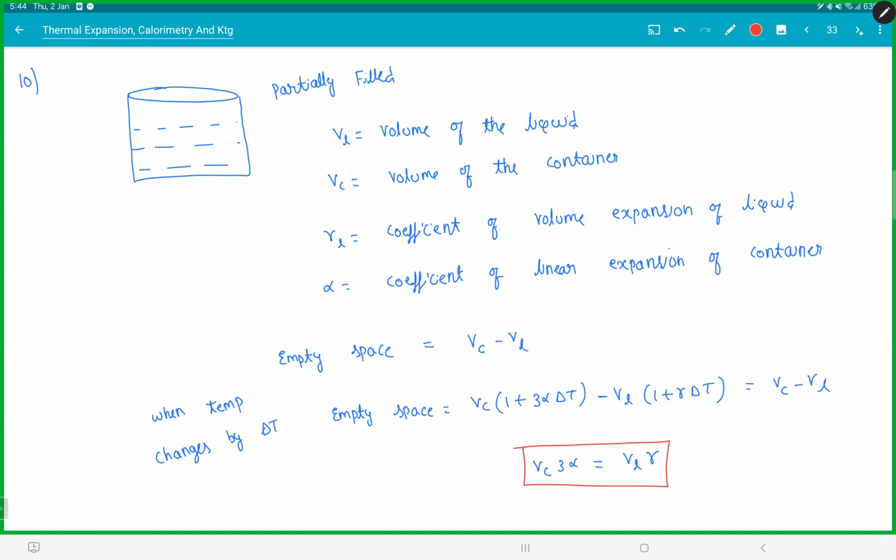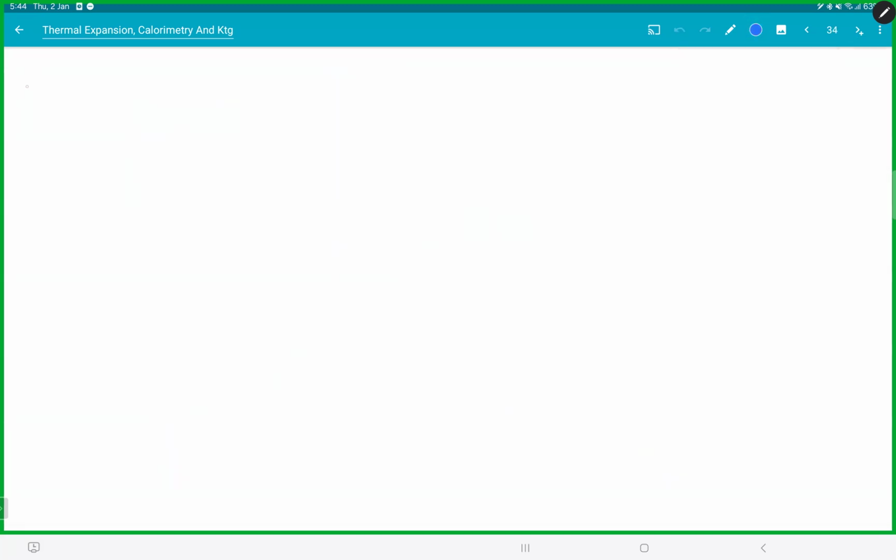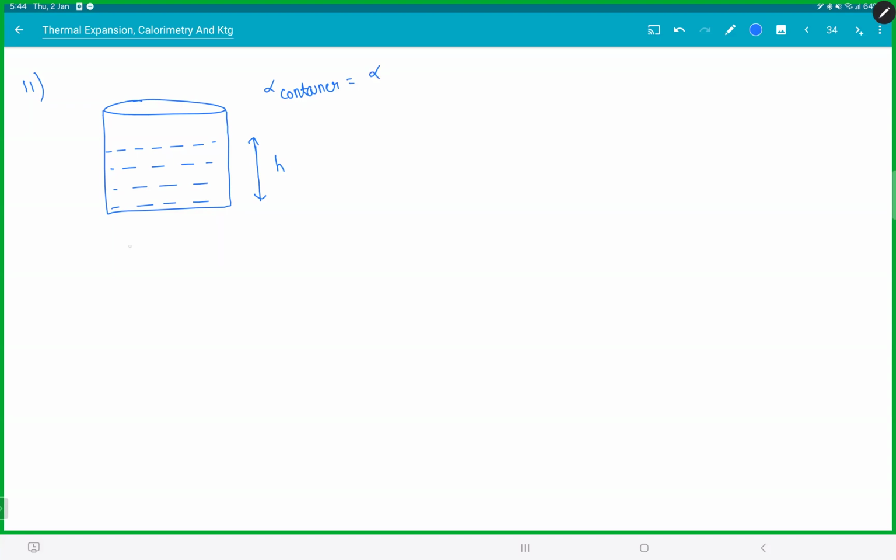Next one is a better one. This can be asked as a matrix matching. We have a container filled with liquid. H is the initial height. Alpha of the container is alpha. Base area is A. Gamma of the liquid is gamma.